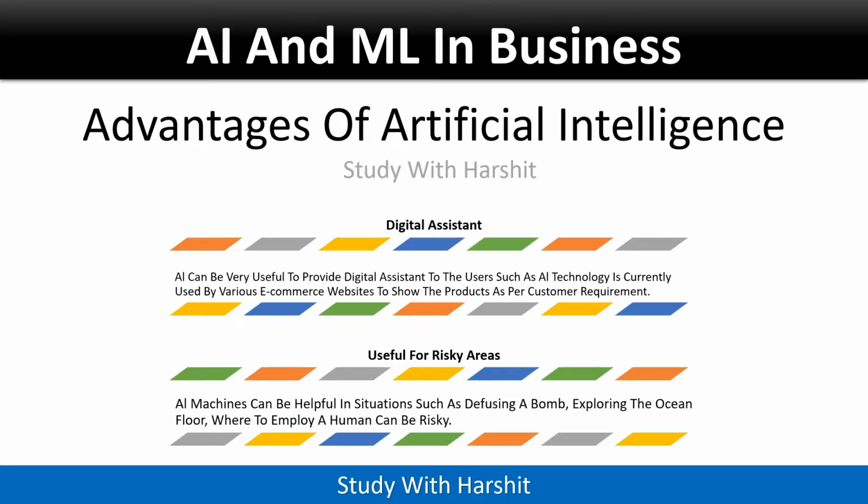Digital assistance. AI can be very useful to provide digital assistance to the user, such as AI technology currently used by various e-commerce websites to show products as per customer requirement. Useful for risky areas. AI machines can be useful in situations such as defusing a bomb or exploring the ocean floor, where employing a human can be risky.